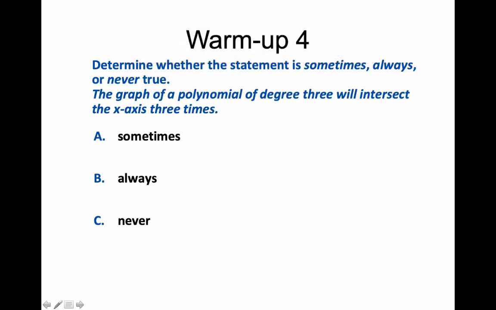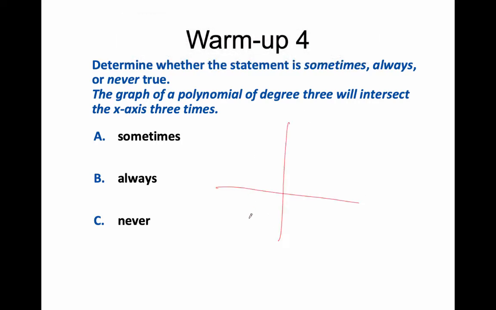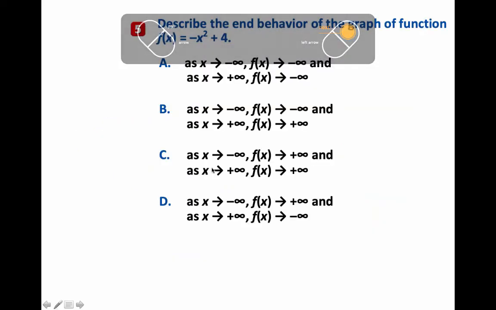The graph of a polynomial of degree 3 will intersect the x-axis 3 times. I think if we remember back to what we did yesterday, we should know that it could hit it 3 times. We could go up, down, up. That's an option, right? But you could go up, and then we could land on it and go up. So that would be a way to have 2. This is 3. This is 2. And then you could have 1. So you could have 3, you could have 2, you could have 1. The answer would be sometimes. Ooh, look at that. We got an answer.